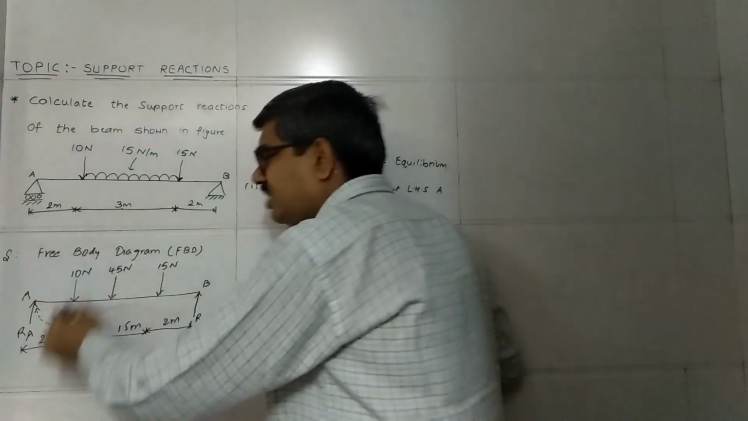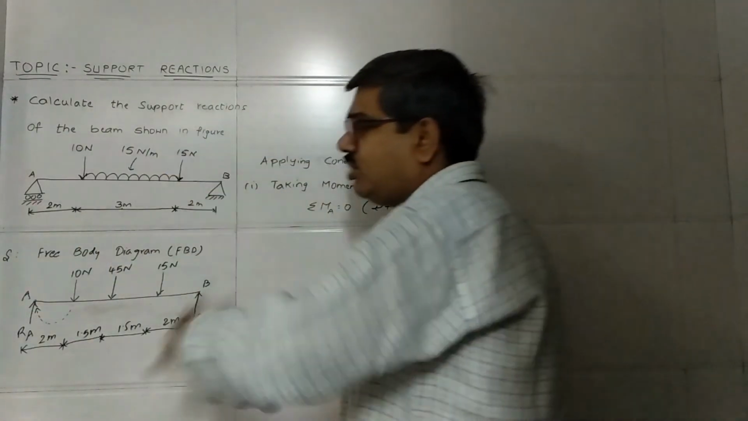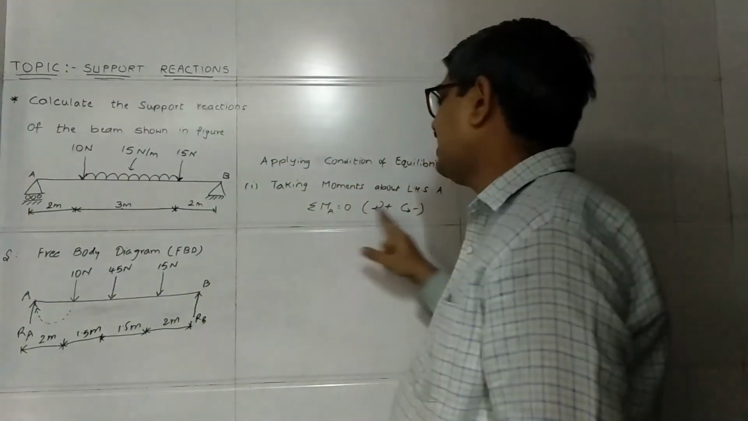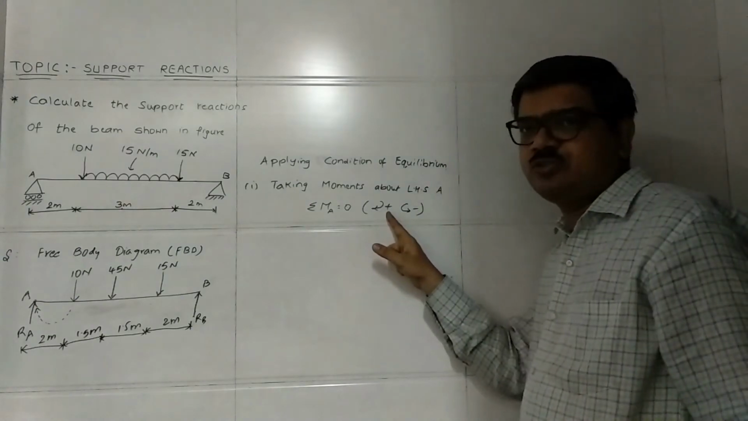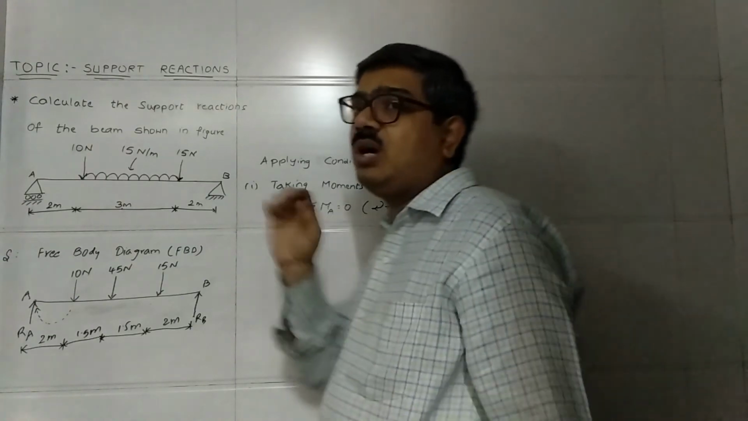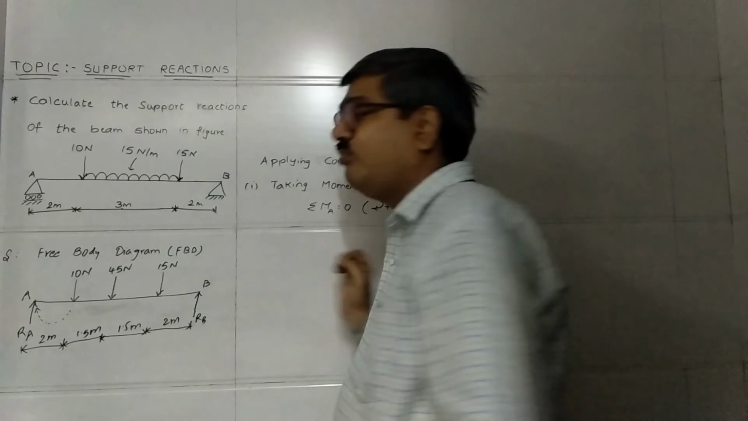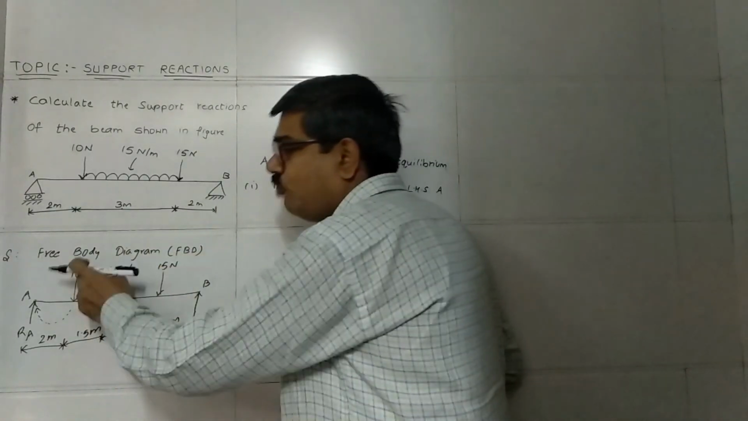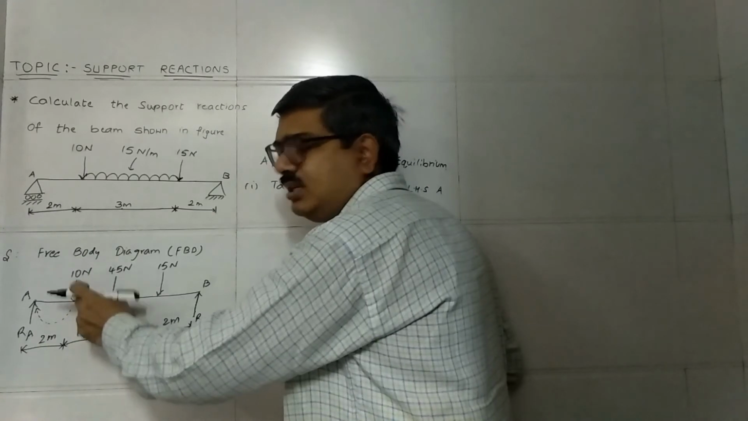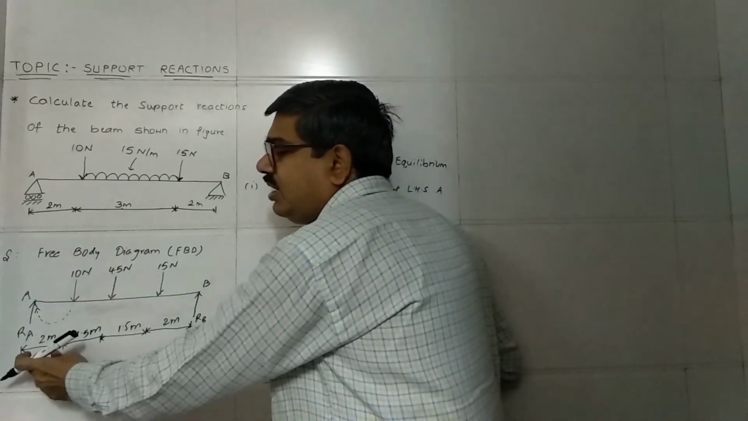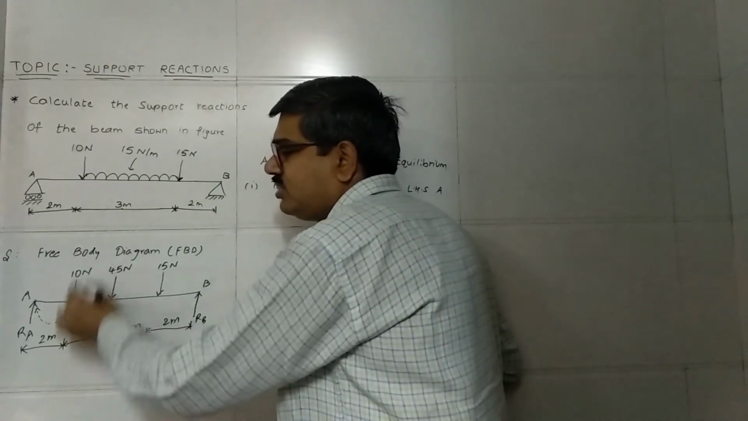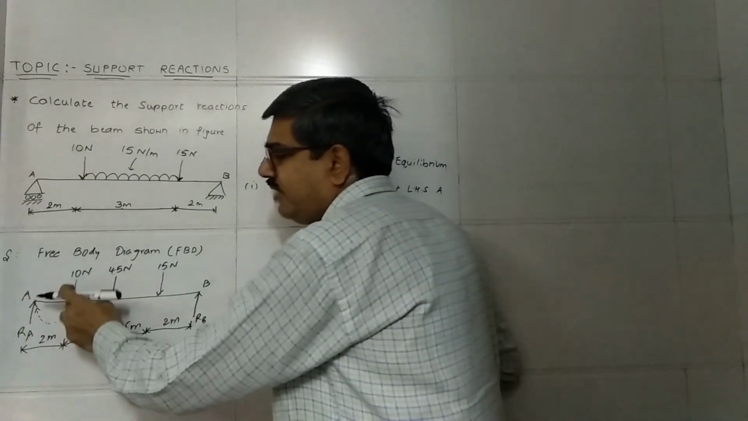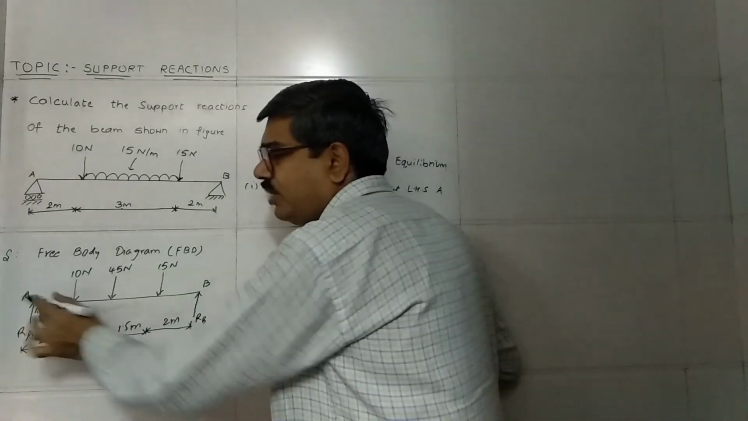What is the direction in which it is turning? It is turning in clockwise direction. So what is the sign convention for clockwise? Positive sign, plus. Now how will you get the value of the moment of this 10 Newton force? Moment means the force into the perpendicular distance between the force and the point about which you are finding the moment. We are finding the moment about point A.